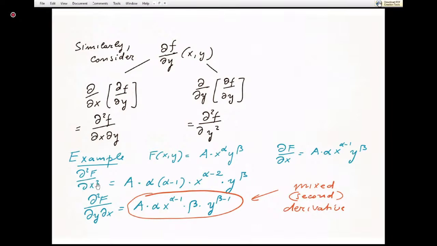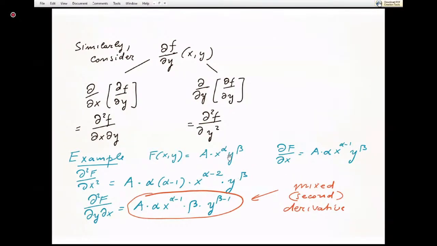The pure second derivative with respect to x, d squared f by dx squared, is the derivative of this one with respect to x. It is capital A times alpha minus 1 times x to the power of alpha minus 2, and then times y to the power of beta, because in both the first and the second derivative we don't take any derivative with respect to y, so y to the power of beta remains the original constant factor, you see?